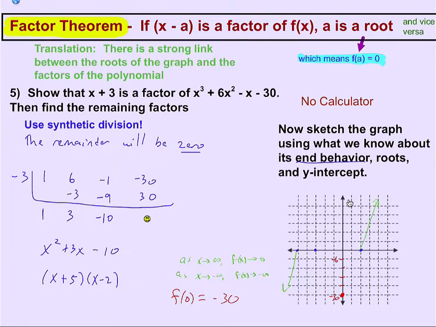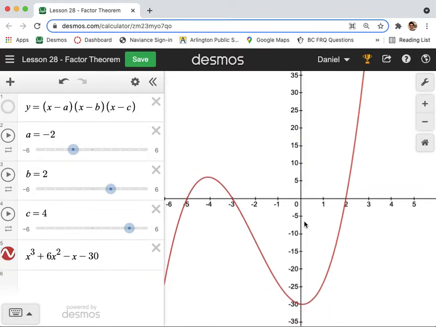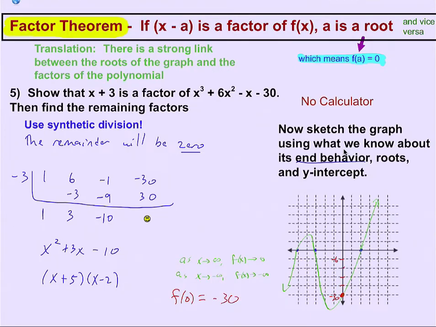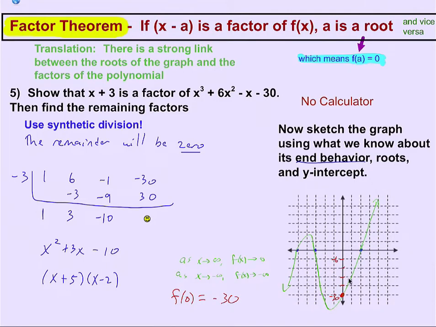And so now I can connect my dots. I don't know exactly how high up it goes, but I know it needs to turn around. I know it needs to turn around again. And there's a sketch of my graph. You can see how it compares to the actual thing. Not too bad. I was a little bit off at this turning point down here. What are you going to do?